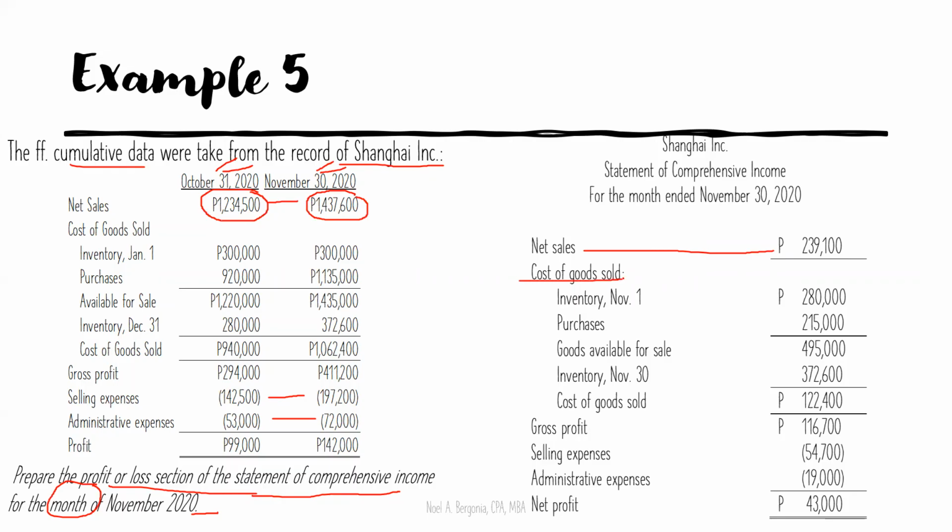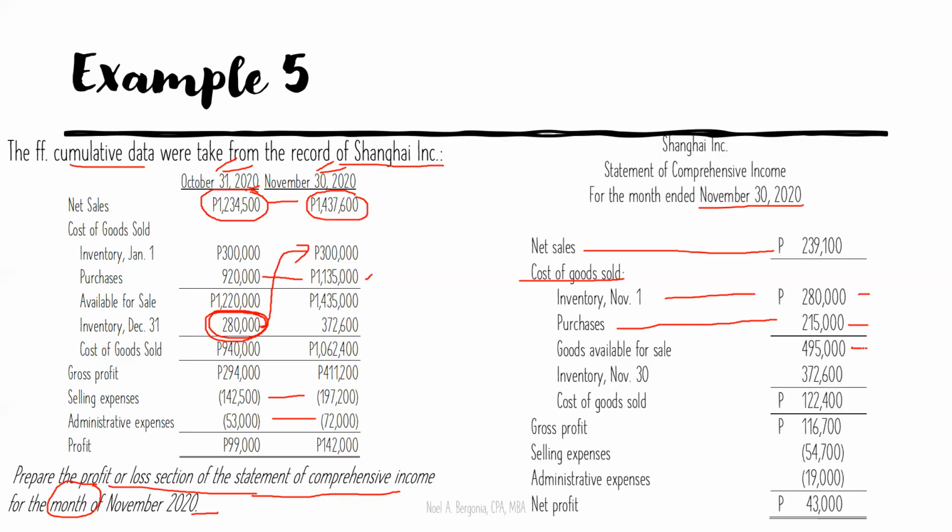Now, as to cost of goods sold, since we are talking about November, the beginning balance should be the estimated ending balance as of October 31. That is how we compute it, right? The ending as of October is the beginning, that is why it became 280. And then our purchases will come from the difference of the cumulative purchases as of October 31 and the cumulative as of November 30. Okay, try it. 1,135,000 less 920,000 is equal to 215,000. So by adding the beginning 280 and the purchases, that would be the cost of goods available for sale.